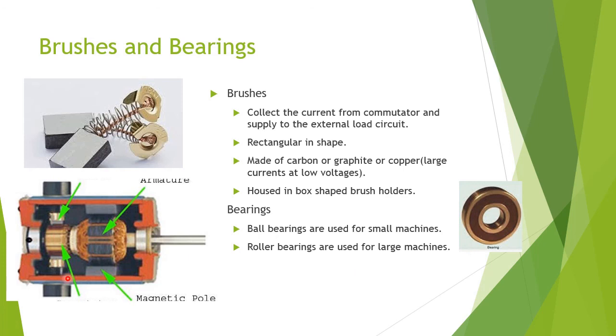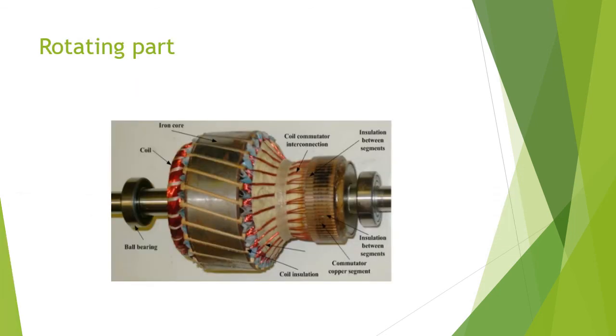Ball bearings are used for small machines. For larger machines, roller bearings are used. In the next session, we'll see about the principle of the generator.